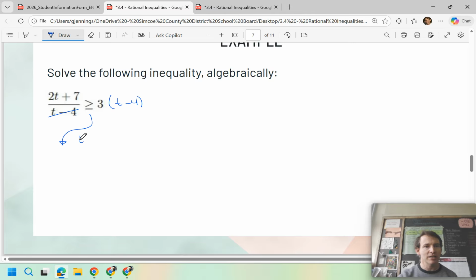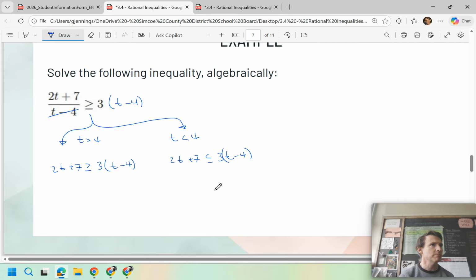This is for when t is greater than 4, okay? When t is greater than 4, multiplying by that is multiplying by a positive. So you have 2t plus 7 is greater than or equal to 3 times t minus 4. Or when t is less than 4, but not equal to, because t cannot be equal to 4, so I wouldn't include that, then I have to flip my alligator. 2t plus 7 is less than or equal to 3 times t minus 4. Would this be acceptable? Doing it this way by cases?